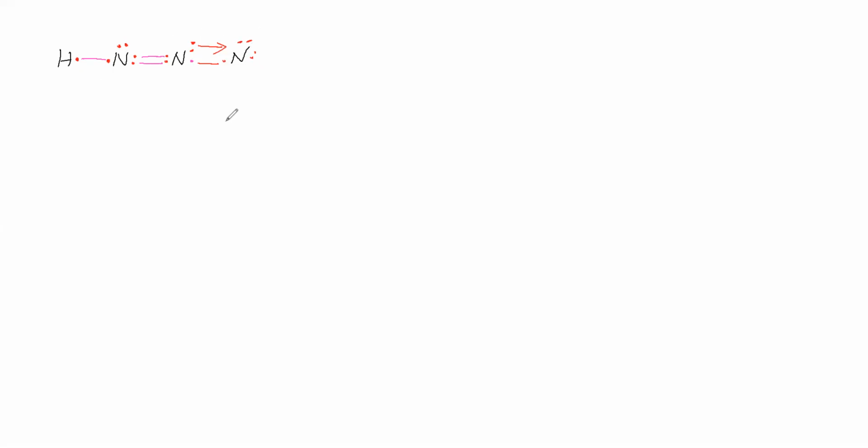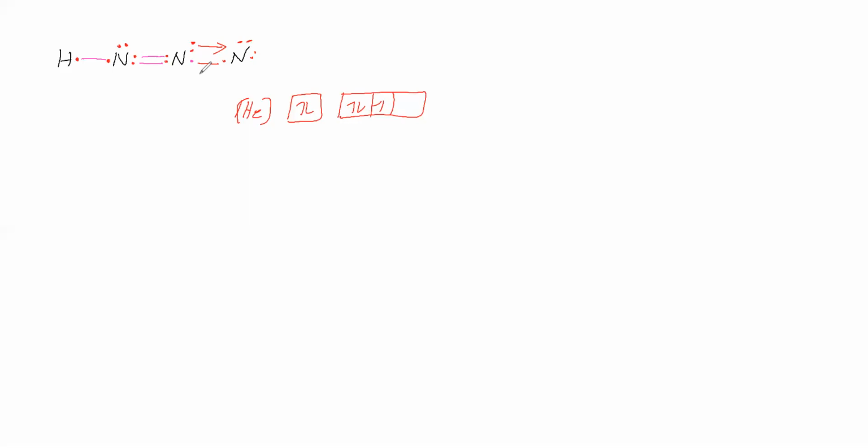Therefore dative bond. For this nitrogen, how vacant orbital is there, that we'll see. For this, the configuration is helium core, then 2s2 2p3. That 2p3 I will write like this. Okay, for this nitrogen 2p3.